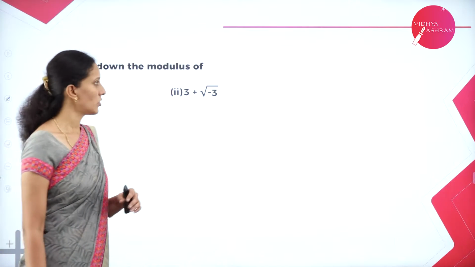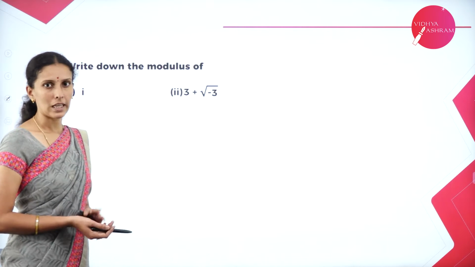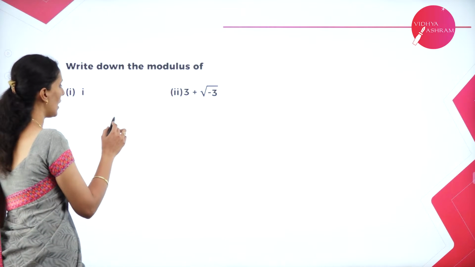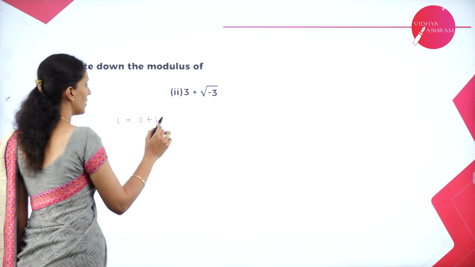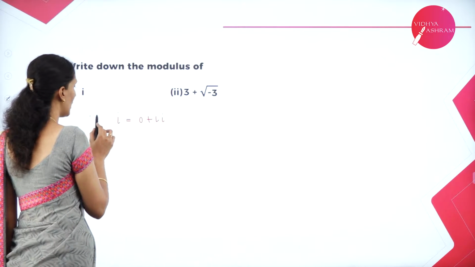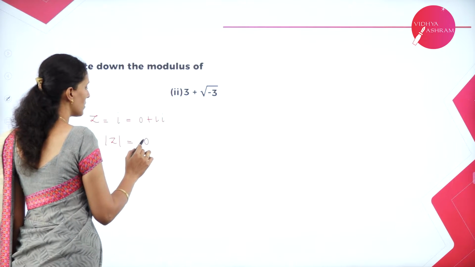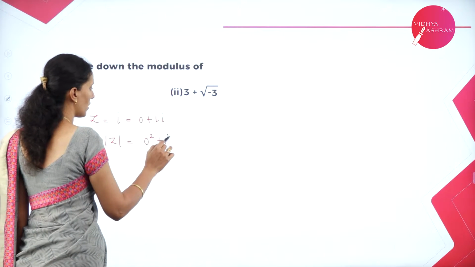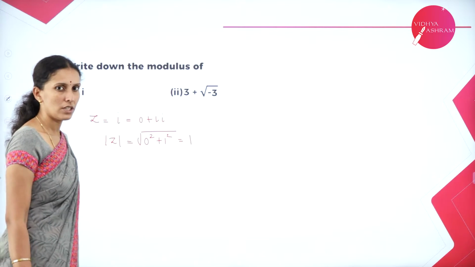Here we have a few questions. Write down the modulus of i, and 3 plus root 3. Let us see the first question here, i. This is nothing but 0 plus 1 into i. Let this be equal to Z, then mod Z, where A value is 0, is the square root of 0 square plus 1 square, which is nothing but 1. So the modulus of the first complex number is 1.